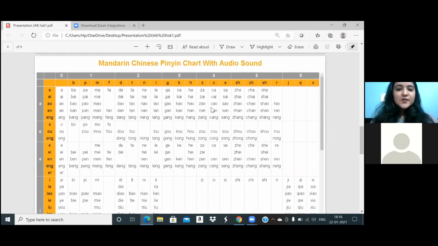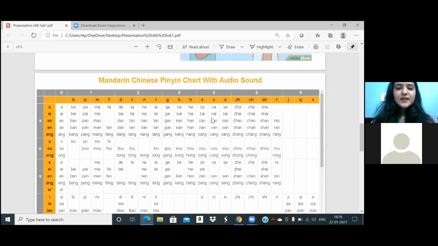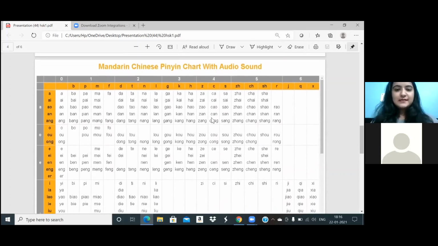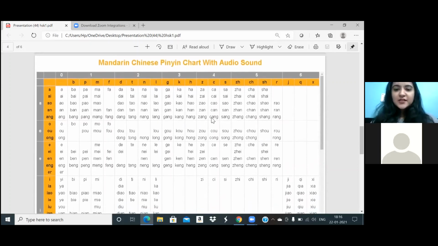Ma'am, as we can see, are there alphabets in the Chinese language? Alphabets as such, there are no alphabets in Chinese, because Chinese is a pictorial language. So there are no alphabets. This is the pinyin chart in the Chinese language.